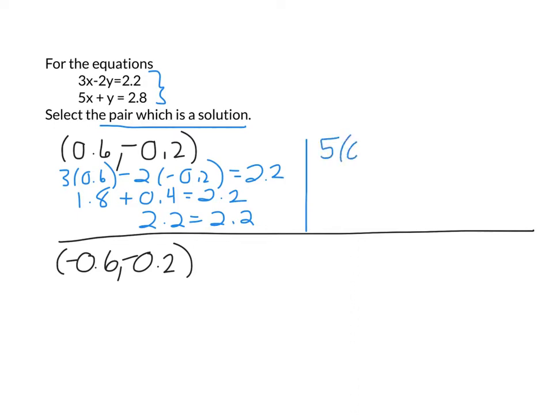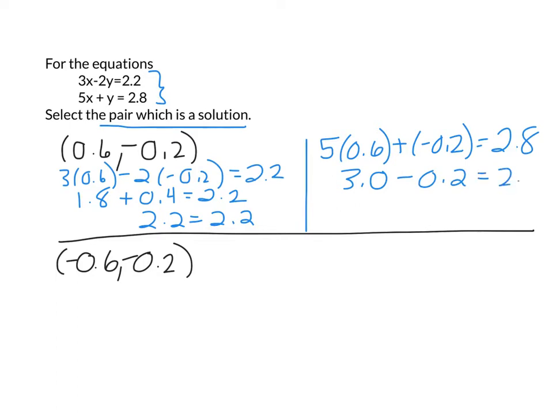So 5 times 0.6 plus negative 0.2 equal to 2.8. 5 times 0.6 will give us 3.0 minus 0.2, 2.8, and 3 minus 0.2 will give us 2.8 is equal to 2.8. So it's also a solution in the second equation, so therefore, because it is a solution in the first and in the second, we can conclude that 0.6 and negative 0.2 is a solution.